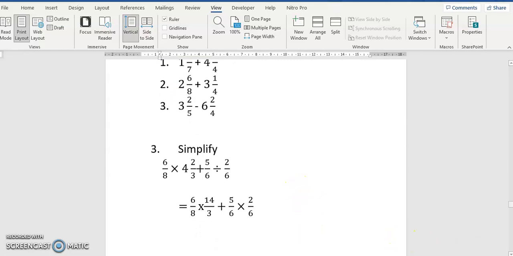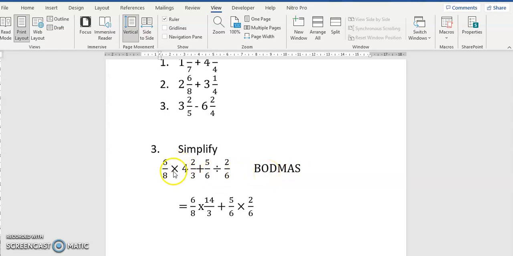Now, the question says simplify this one. How did we get? We use what we call BODMAS, né? So our BODMAS, our B is a bracket. We don't have bracket. O is what? Of. Of means times, ne? Okay. So we are continuing. Division, multiplication, addition, and subtraction. Ne? So here, of, times.